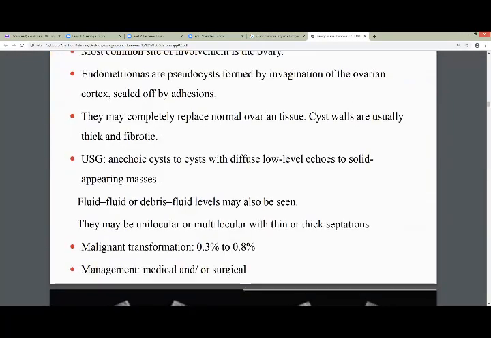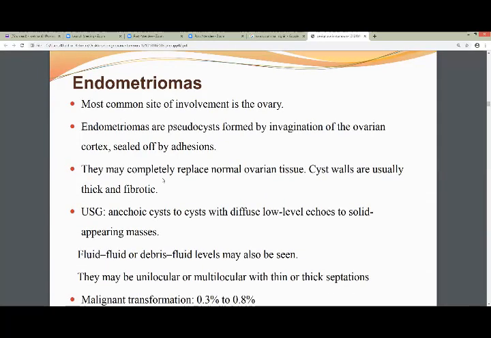Now coming to endometriomas. As the name indicates, this is the modality which we can come across in ladies with endometriosis. As we know, the most common involvement of endometriosis is the ovary, where it can result in the formation of an endometrioma. Endometriomas are pseudocysts formed by invagination of the ovarian cortex, sealed off by adhesions. They may completely replace the normal ovarian tissue.